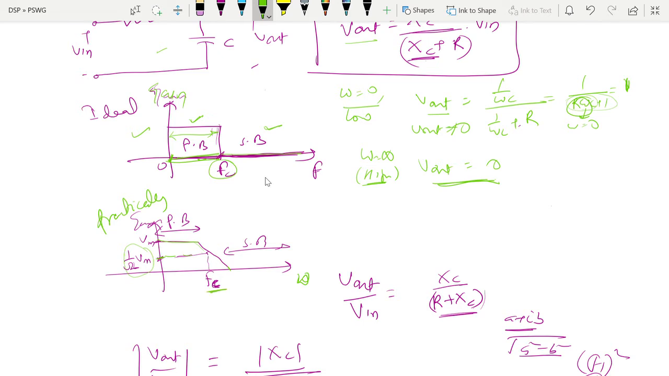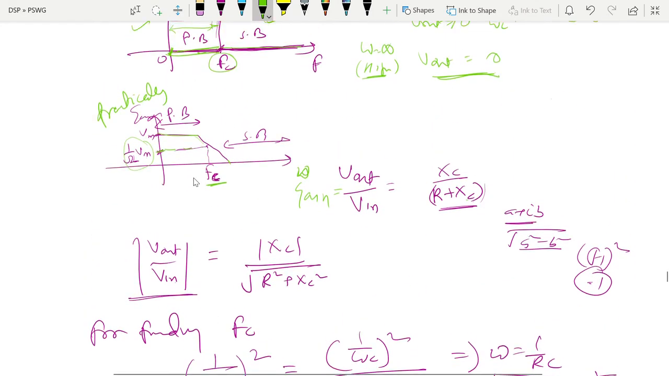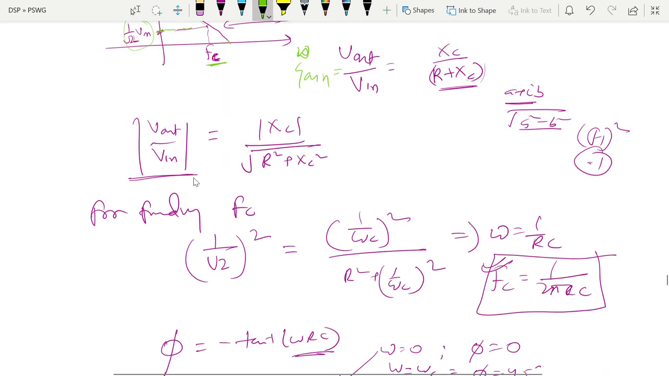So what did we do? Output divided by input is the gain. We first found the gain as Xc divided by R plus Xc, considering the magnitude of this, since R plus Xc is a complex number. After calculating this magnitude we will get this, and for finding the cutoff frequency fc we put this gain equal to 1 by root 2, square both sides, and you will get the cutoff frequency 1 by 2 pi RC.